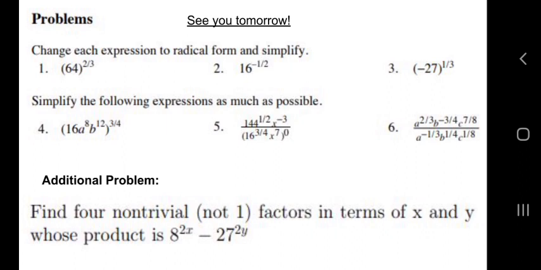So you're going to simplify these problems, and then for 4, 5, and 6, you're going to simplify these as well. So notice the first three problems don't have any variables in them, so they're going to have a number as an answer. And the second set of three problems, 4, 5, and 6, are probably going to have variables in them, unless they all reduce to a number. And then you have an additional problem. So you have 7 problems for homework today.